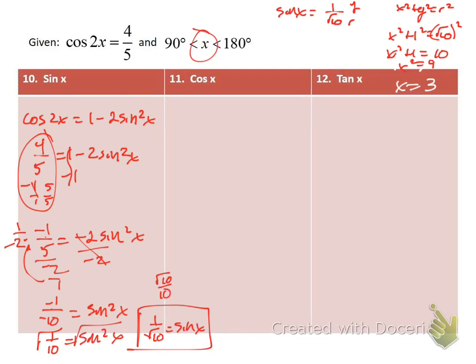Cosine needs to be x over r, right? So x is 3, r is radical 10. Again, we're in quadrant 2, so this has to be negative. So now if you want to rationalize, we don't even have to use a formula, right? And then for tangent, it's y over x, so it's just going to be 1 over 3. And again, we're in quadrant 2, so the tangent's going to have to be negative.